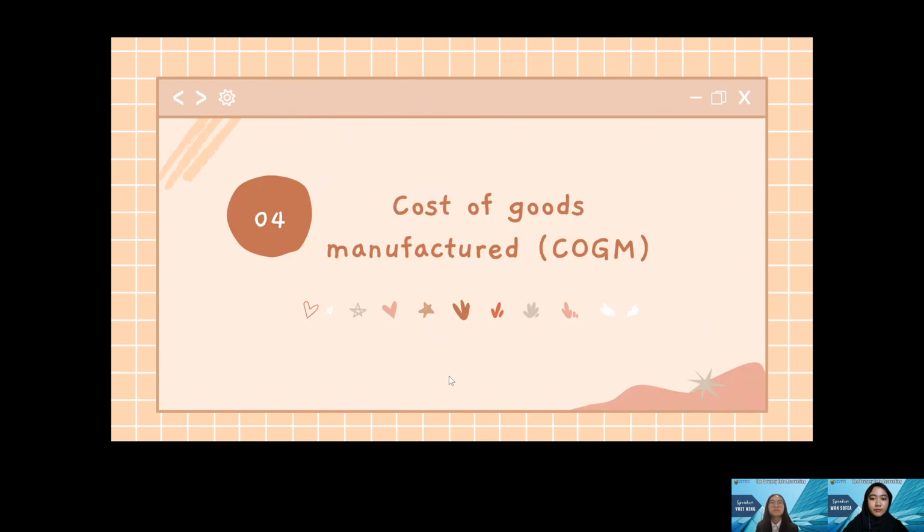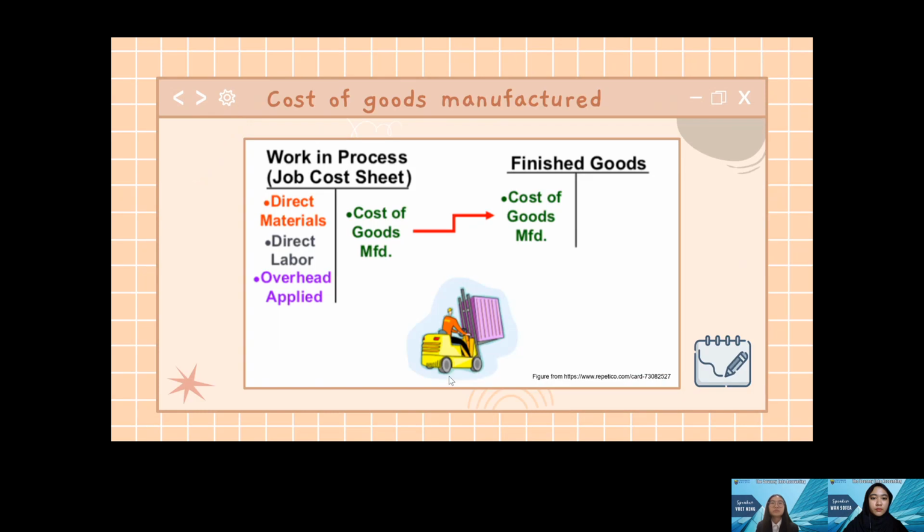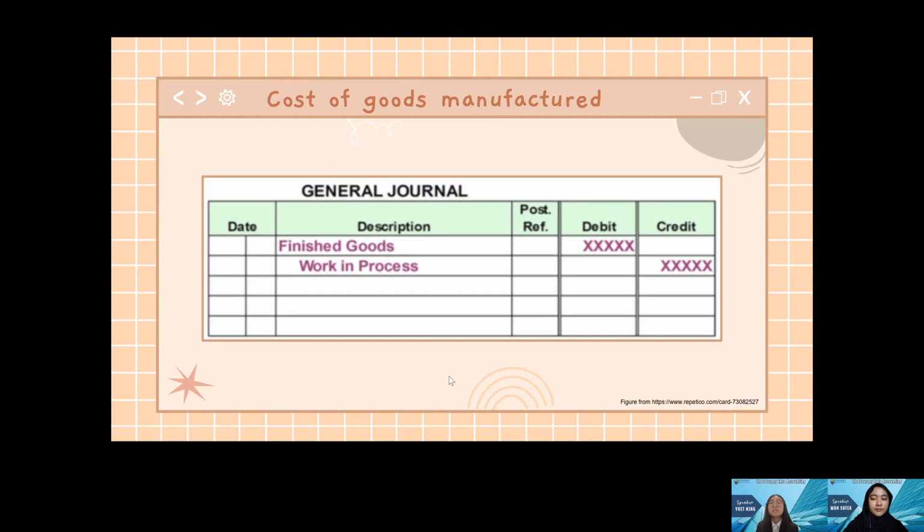Next slide, please. So now we will look at the COGM, which stands for Cost of Goods Manufactured. Next slide, please. So when a job is completed, the COGM will be transferred to the finished goods T account from the work in process T account. Next slide, please. So this is the journal entry to record the COGM. We will debit the finished goods and credit work in process.